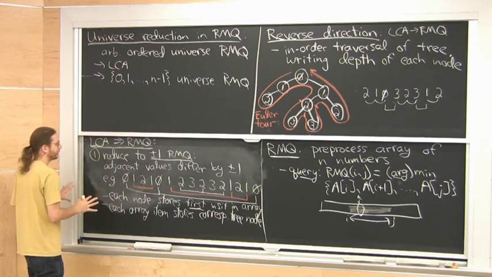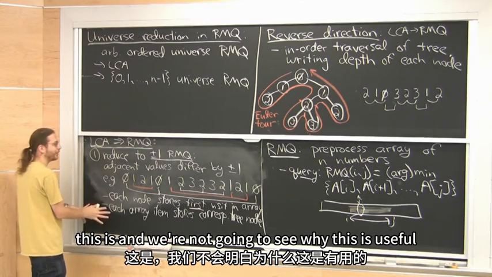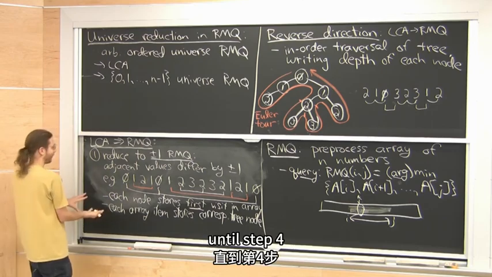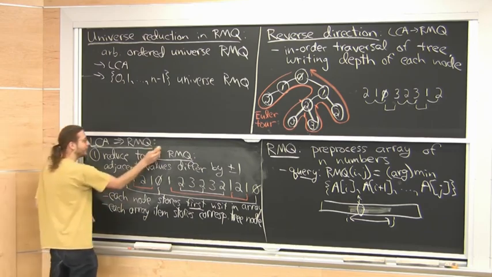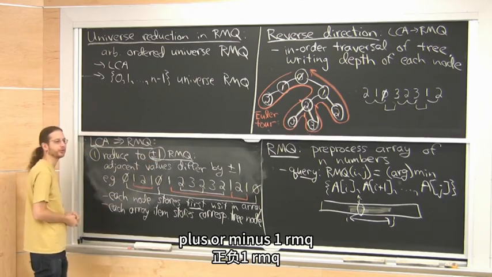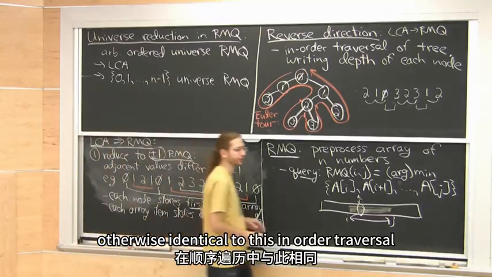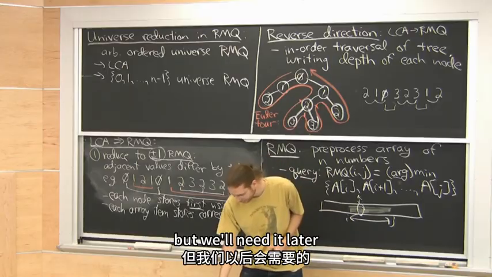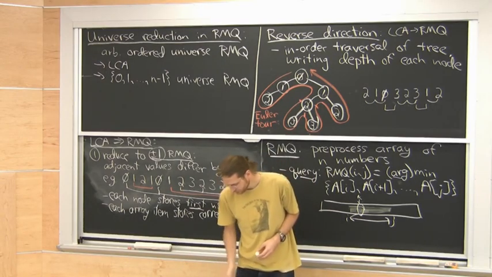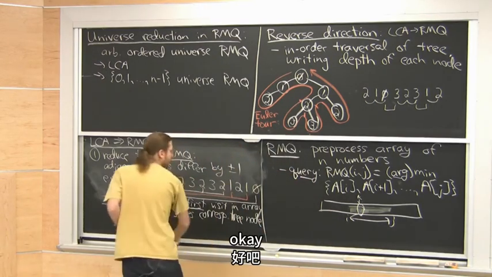Okay, no big deal. And you're not going to see why this is useful for a little bit until step 4 or something, but we've slightly simplified our problem to this plus or minus 1 RMQ. Otherwise, identical to this in-order traversal. So not a big deal, but we'll need it later. Okay.